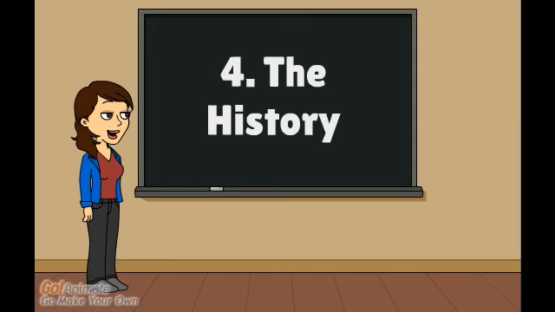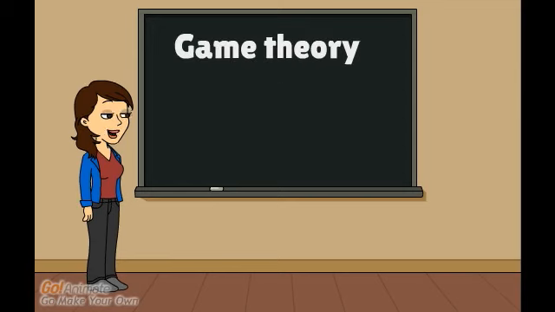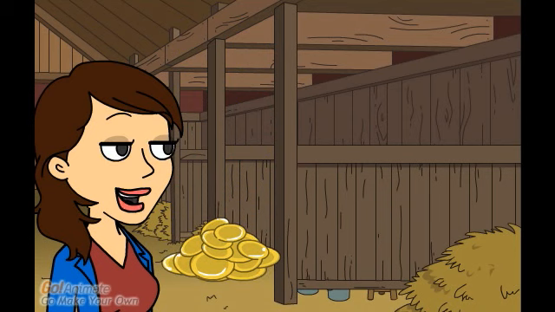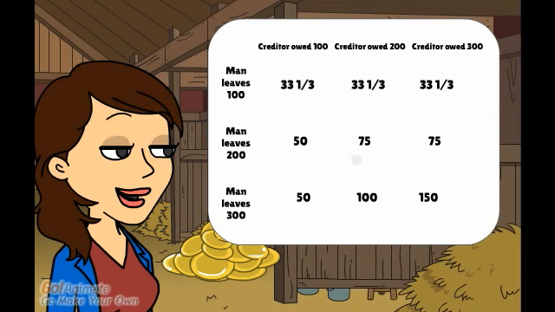And now for our fourth point, the history of the prisoner's dilemma. As I said, the prisoner's dilemma is just one problem that exemplifies game theory. An early example of game theory appears in the Babylonian Talmud, a document of Jewish law. A man has died and owes 100, 200 and 300 coins respectively to 3 separate creditors. However, the amount they receive depends on how much money the man left behind. As you can see, the outcome depends solely on how much money is left. It's not always divided equally or proportionally, it only depends on the variable.